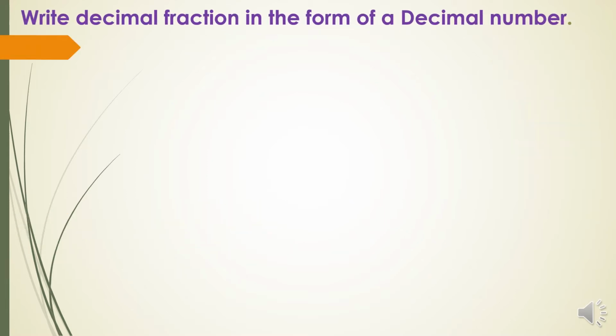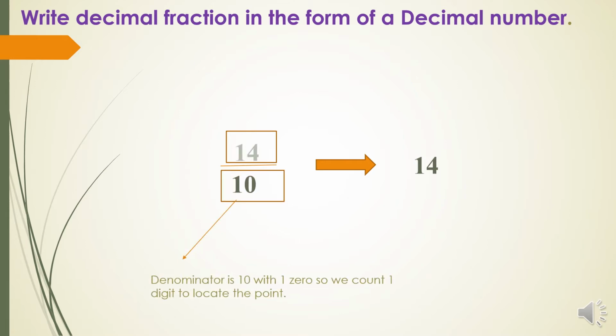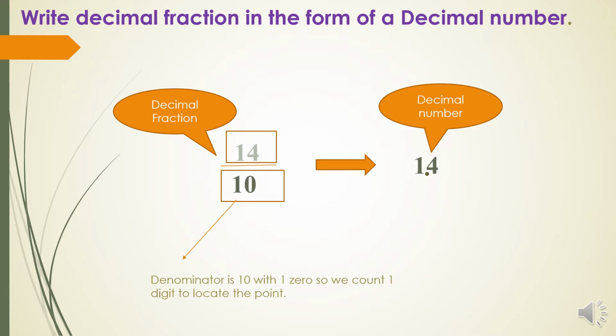How to write a decimal fraction in the form of a decimal number. Let's take the first example, 14 over 10. First of all, we have to take the 14 as it is. Then I will count one digit because we have 1 0 down. So we count one digit to locate the point. I will count one digit from the right side, then I will put the point. I get 1.4. This is the decimal fraction and this is the decimal number.